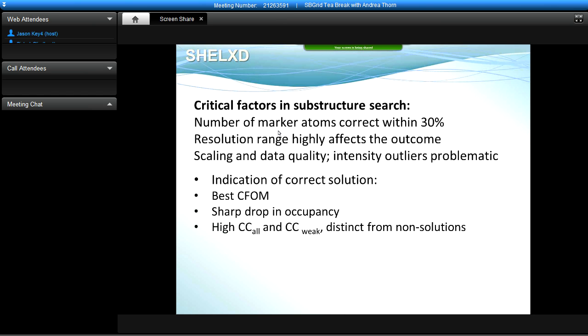As an indication of the correct solution, there is the best CFOM, which is directly given in the command line output. Or if you use a GUI like HKL2MAP, a sharp drop in occupancy, and a high CC all and CC weak value for that particular solution, very distinct from a cluster of non-solutions, usually give you a good idea. However, if you're unsure whether you have solved or not solved the structure with this substructure, you should just proceed to SHELXE. It may give you a clearer indication.